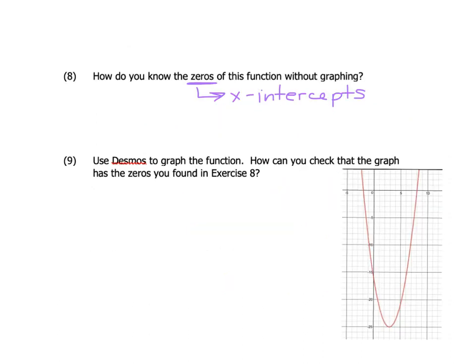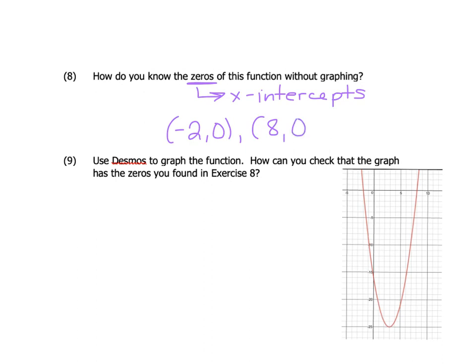So next, how do you know the zeros of this function without graphing? Well, we've already learned that the zeros of the function, which are the x-intercepts, are the same as the roots of the equation. So therefore, our x-intercepts are negative 2 and positive 8. And so we have negative 2, 0, and we have positive 8, 0.